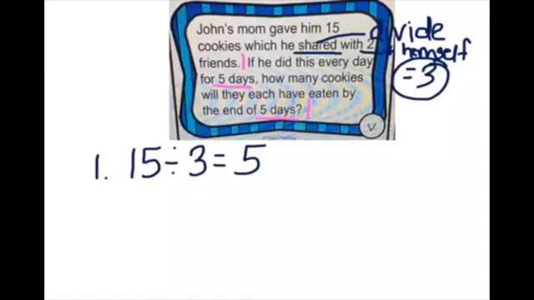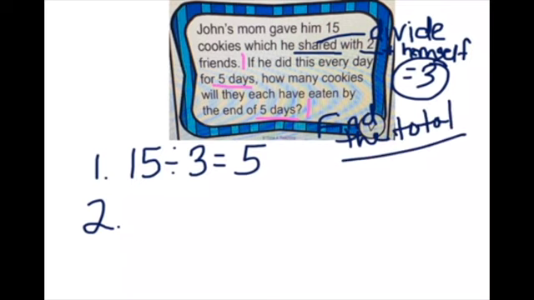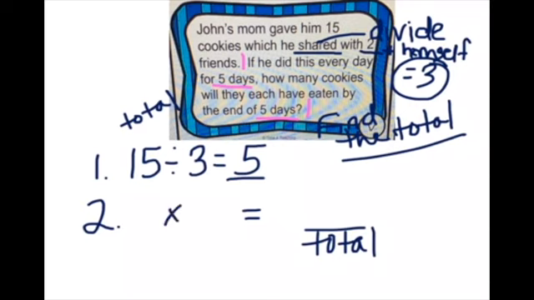If he did this every day for 5 days, how many cookies will they each have eaten by the end of 5 days? So for step 2, it looks like this time we need to find the total. Okay, I see 2 smaller numbers and we need to find the total. 15 was our total for step 1 and we found a small number. So for this next one, we need a big number as our total, which means are we going to multiply or are we going to divide? If our big number's last, we're going to multiply.